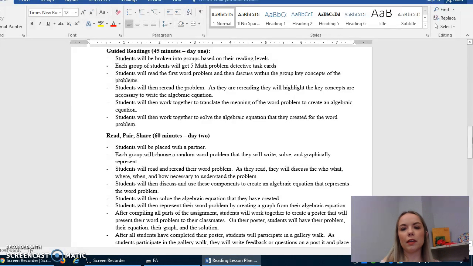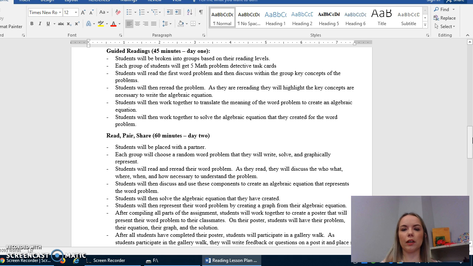Students will read the first word problem and then discuss the key concepts of the problem within the group. Students will then reread the problem. As they are rereading, they will highlight the key concepts that are necessary to write the algebraic equation. Students will then work together to translate the meaning of the word problem into the algebraic equation, and then solve the equation that they created and find a solution to the word problem. They will repeat this for each of the 5 problems, and that should take about 45 minutes.